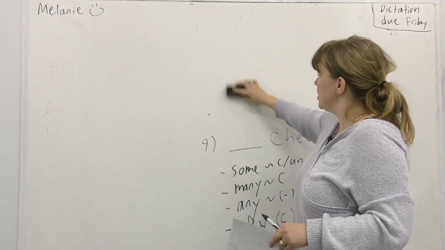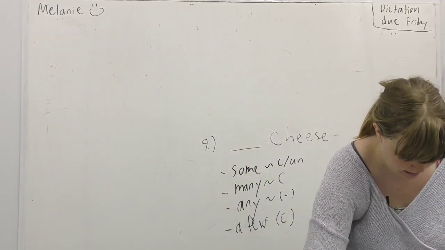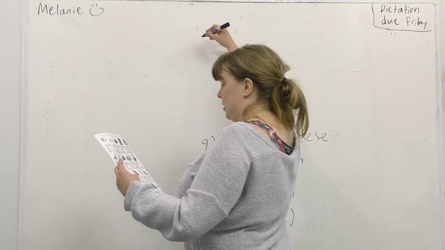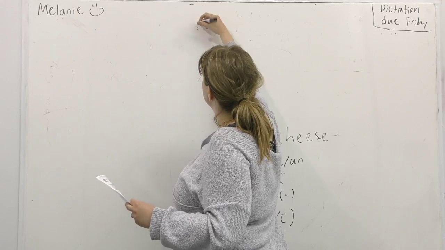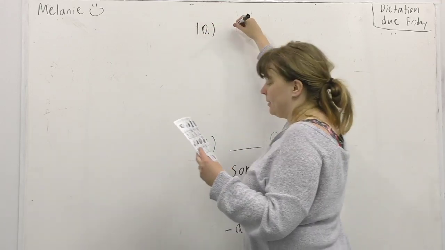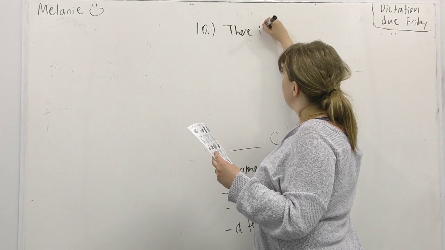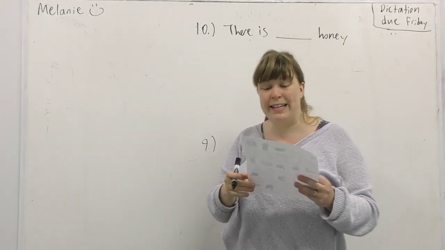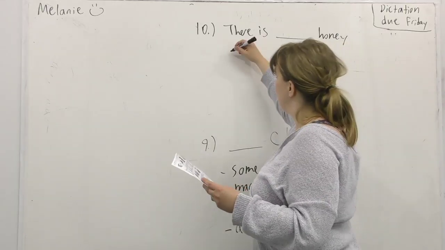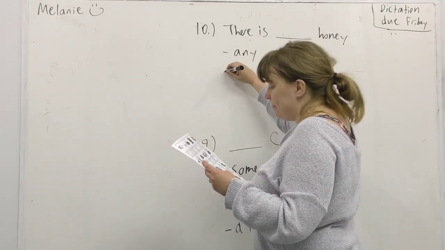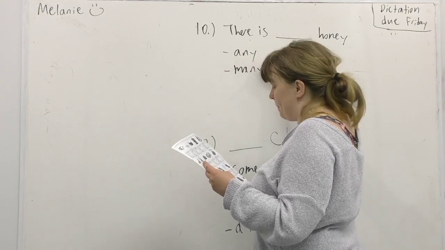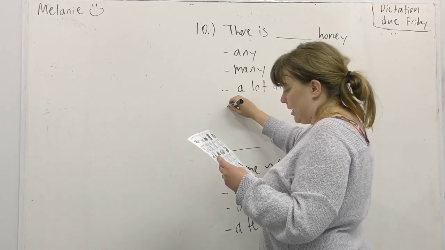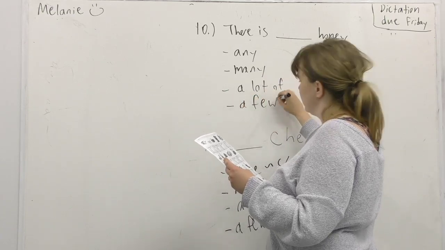Okay, we're gonna erase this. And let's see. Let's do number 10. There is something honey in the pot. Ooh, Winnie the Pooh would be very happy about this. So we got any, we got many, we got a lot of, and we got a few.